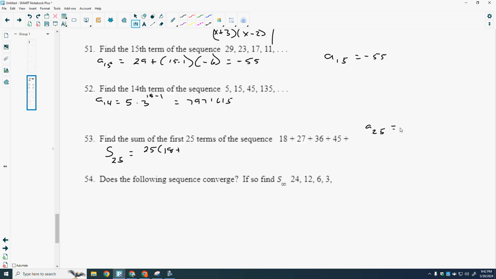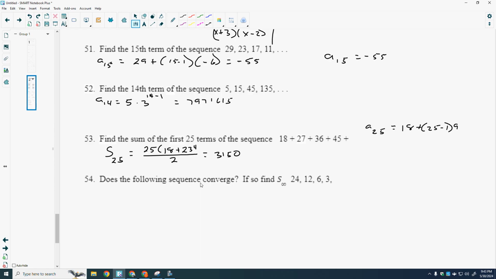A sub 25 equals 18, doing exactly what I just did right here, plus n minus 1, n is 25, times the difference. The difference was 9. So a sub 25 ends up being 234. When you type that into the calculator, divided by 2, you get 3,150.